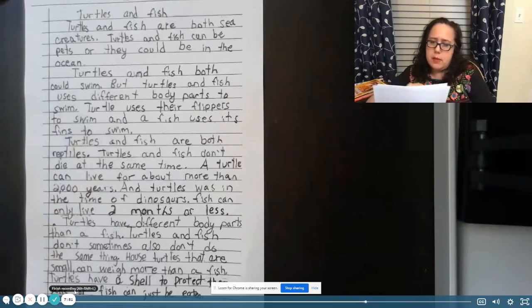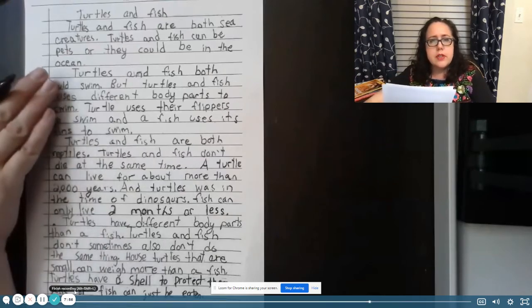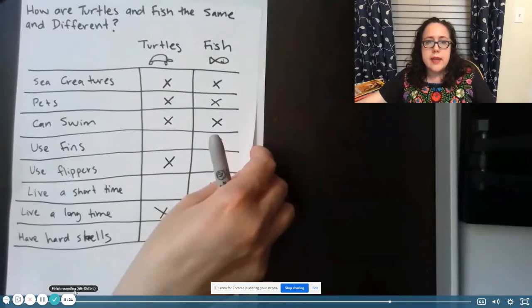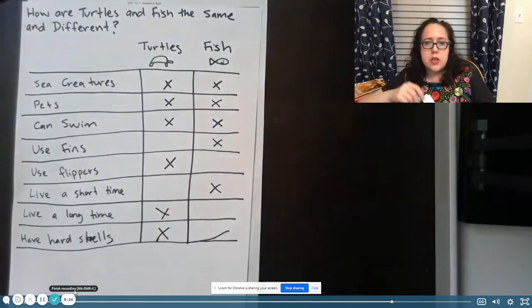And then I'm going to make boxes, turtles, fish, and then he mentions different things, like they're both sea creatures. Pets can swim, and then only one uses fins, one uses flippers, one lives a short time, and one lives a long time, and one has hard shells. All right, so I made my chart, and I think that this might be a chart that I would recommend to Jeremy.